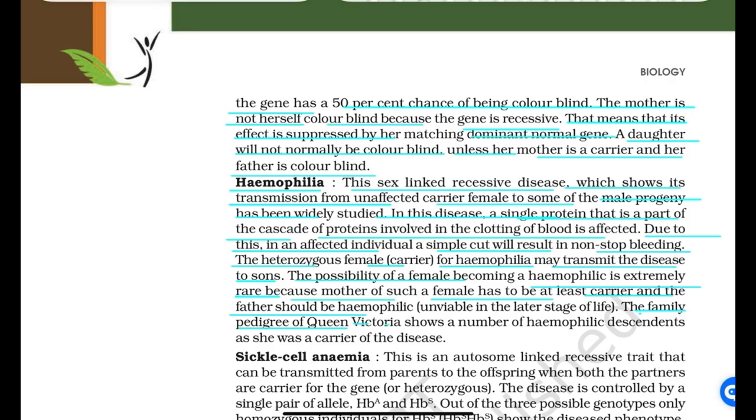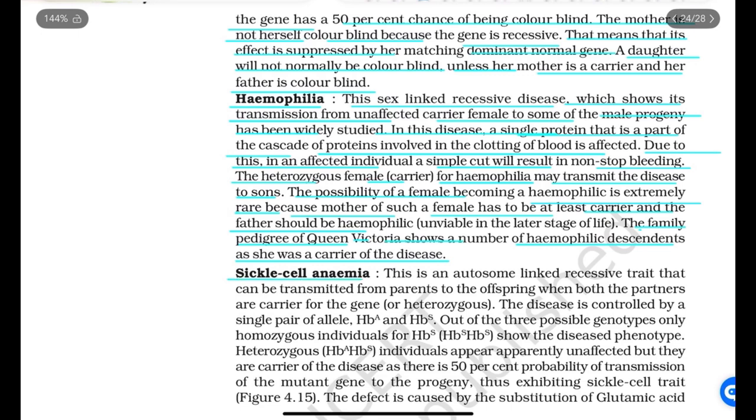The family pedigree of Queen Victoria shows a number of hemophilic descendants, as she was a carrier of the disease. Sickle cell anemia is an autosome-linked recessive trait that can be transmitted from parents to the offspring when both the partners are carriers for the gene.